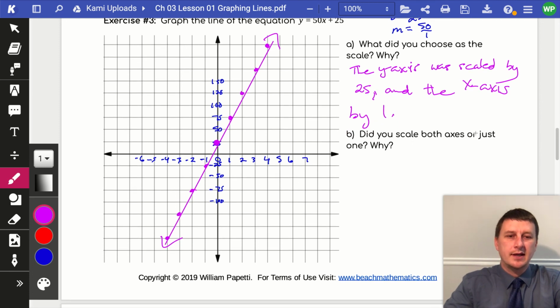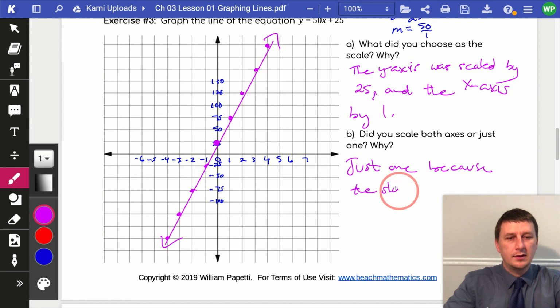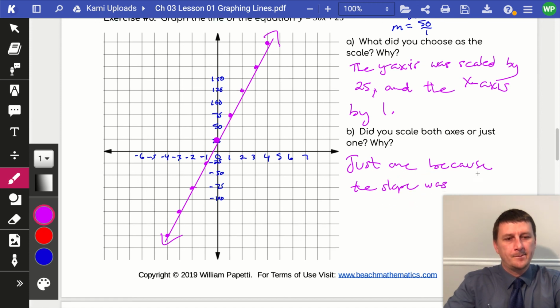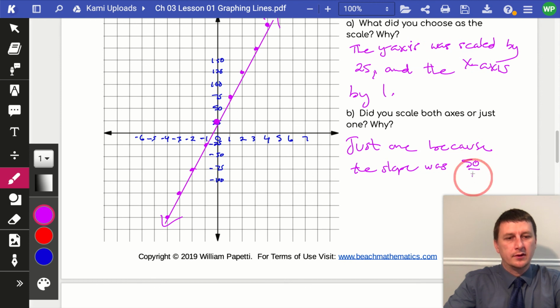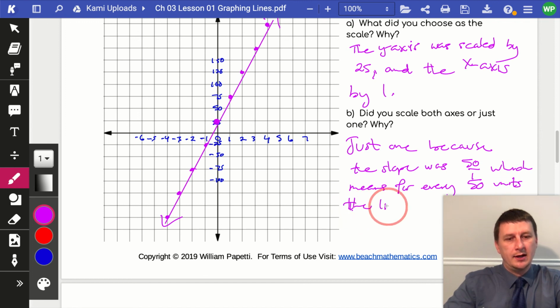Did you scale both axes or just one? And I chose just one because the slope was 50 over 1, which means for every 50 units the line went up, I only had to go over one unit to the right. I didn't have to go up 50 over 50.